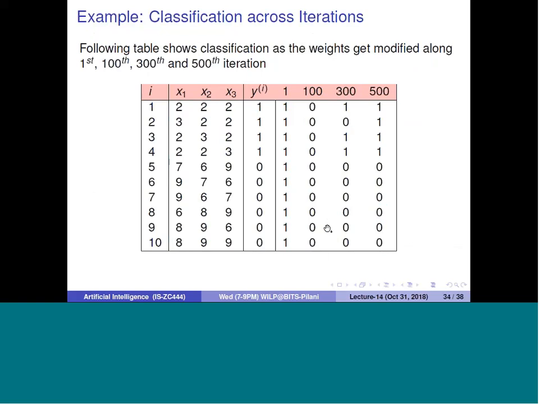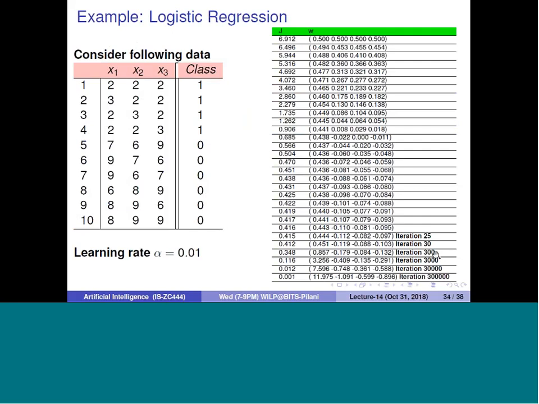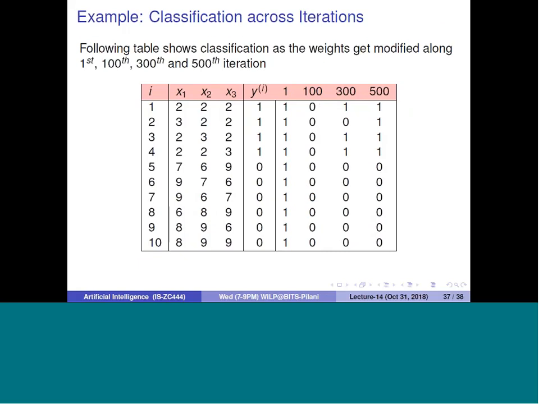Alright, so how is it going to affect your classification? When you are at iteration 1, your classification for all these items was 1. If you put it into the formula, you see the classification is all 1. I think somewhere around the 100th iteration, when the parameters were these parameters, if you used them to find the classification, it was all 0. In the 300th iteration, you see 1, 0, 1, 1, 0, 0, 0 kind of thing. In the 500th iteration, you see all 1s and 0s, a perfect classification, which is what we wanted.